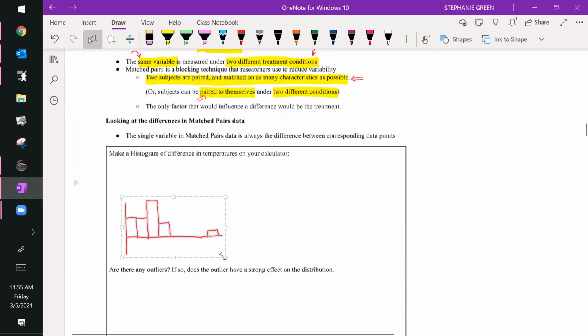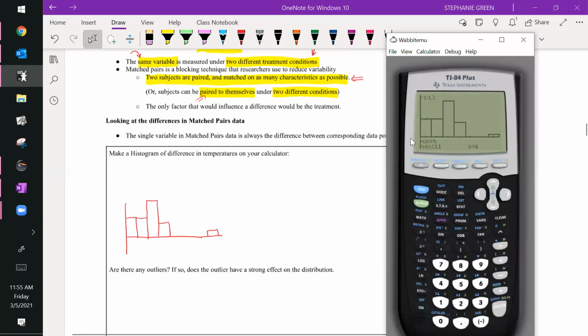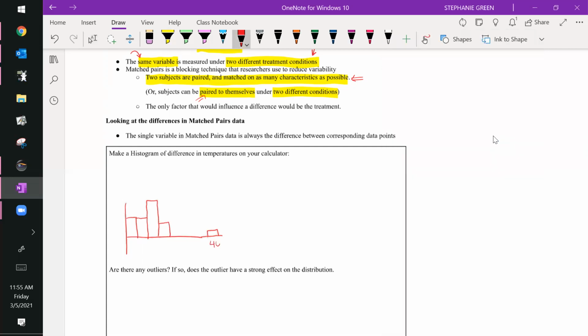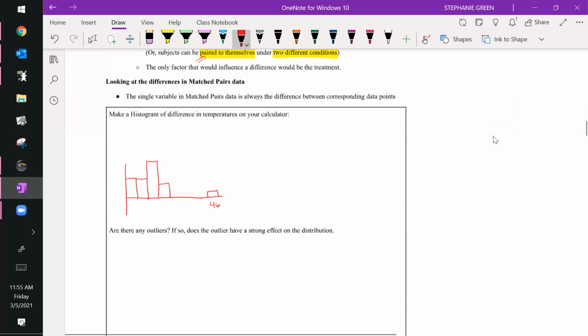I would probably add some numbers to this, which I can do by hitting the trace button and moving side to side. This looks like it's between 4 and 11, between 11 and 18. I'm mainly interested in this outlier, 46. All right, so 46 appears to be an outlier, okay? So we need to confirm, is this an outlier or not?